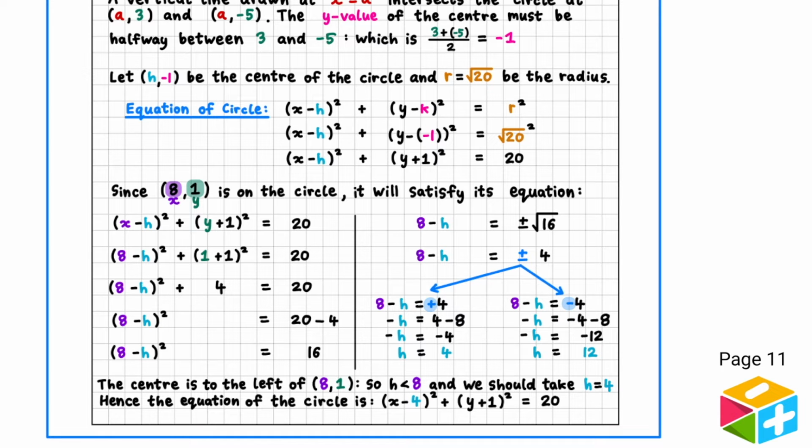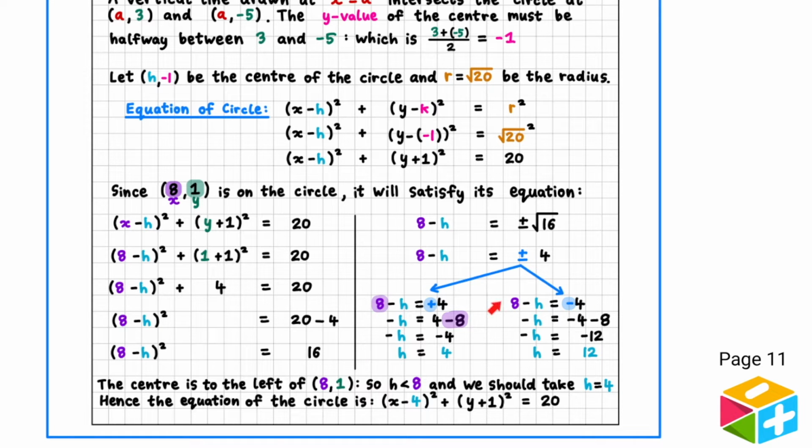Let's focus on the first case. 8 minus h is equal to plus 4. Here, I'll subtract 8 from both sides. Observe that 4 minus 8 is minus 4, and then change the signs of both sides. This gives us h is equal to 4.